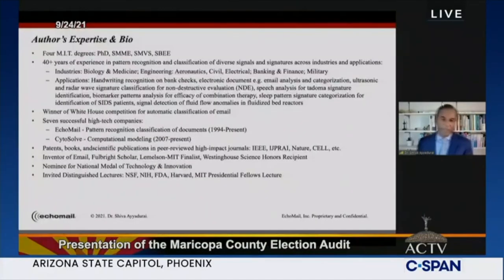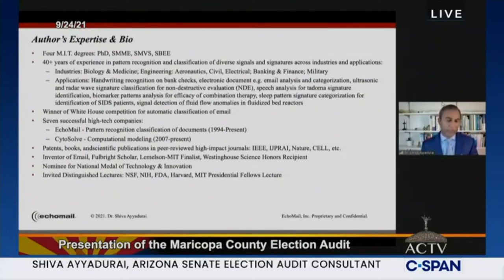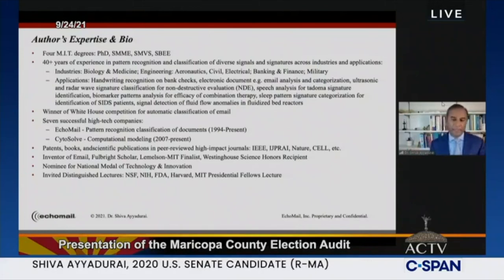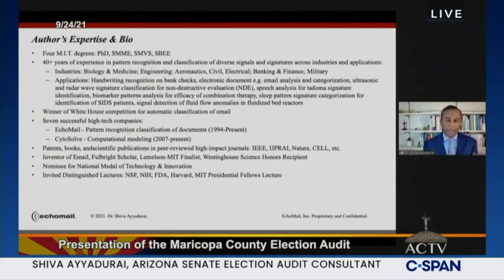So let me just give you a little bit of my background. I have 4 degrees from MIT, a PhD in biological engineering and what's called computational systems biology, which is all about doing computation, recognizing patterns. My master's is also from the MIT Department of Mechanical Engineering, where I did computational wave propagation to look at a very important area of pattern recognition called non-destructive testing, where you don't want to actually open up a bridge or an aircraft wing. You're sending signals in and you're classifying them.